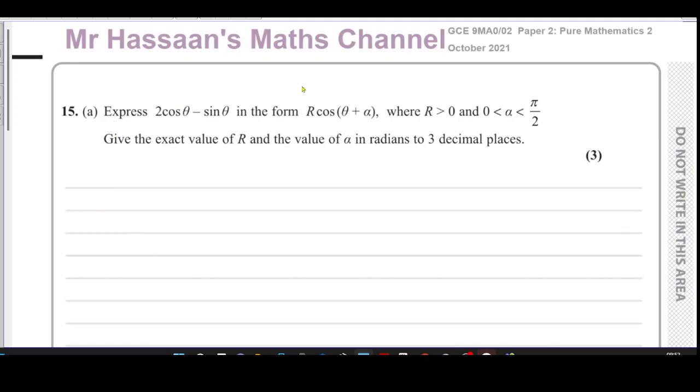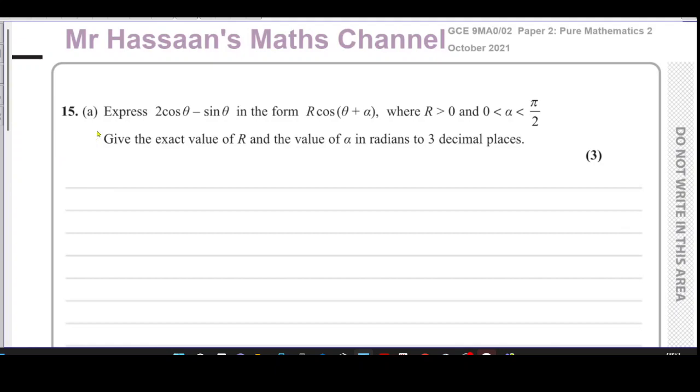I'm now going to answer a question from a paper that I don't normally go through, which is the GCE paper. This is the A-level GCE paper, not the international A-level one. This is from the UK. This is the paper with code 9MAO, and this is paper 2. This is for the A-level course. This is a Pure Mathematics 2 paper from October 2021.